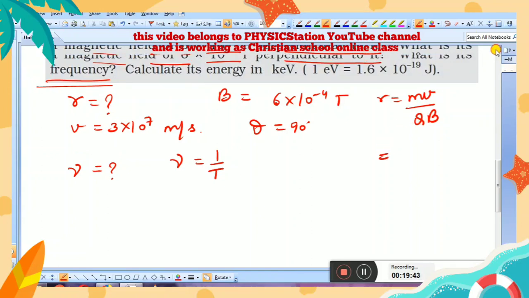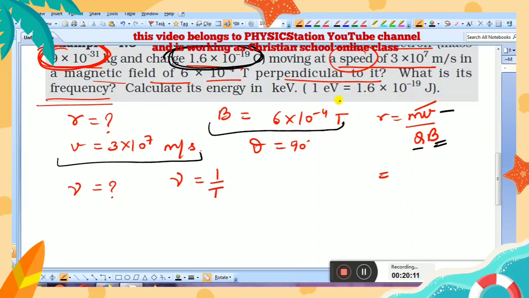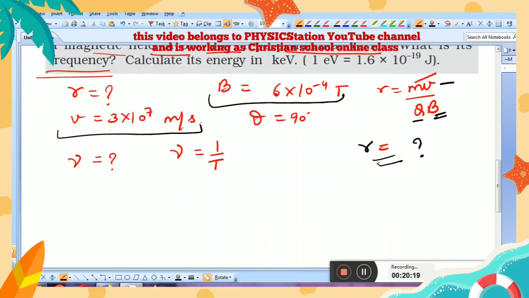Now you see the values. This m will be the mass of electron. It is given in the question, 9 into 10 to the power minus 31. After that, v, velocity, is also given in the question. Charge of electron, it was shown here, 1.6 into 10 to the power minus 19. Magnetic field is also given here. That means you can calculate radius very easily. We have seen how to calculate radius.